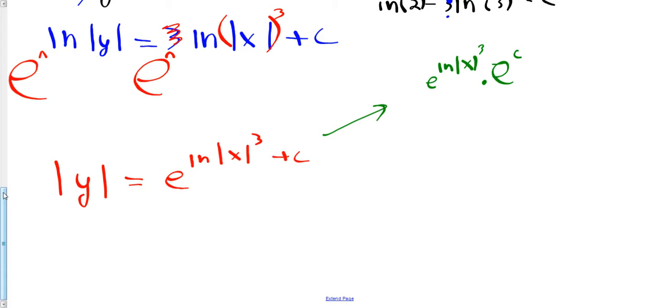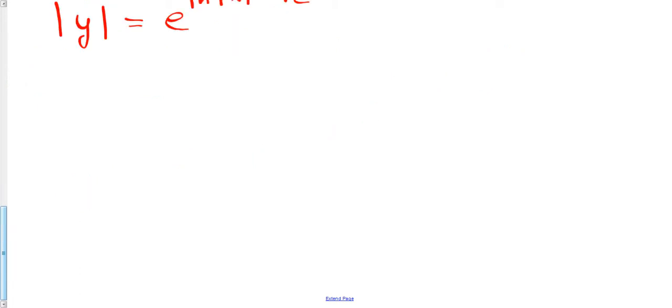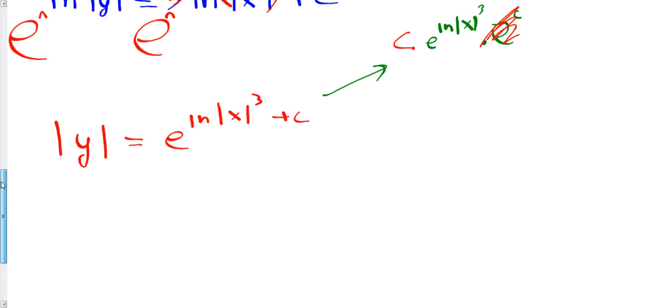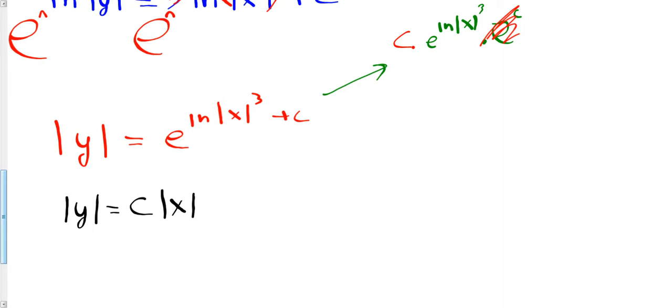So because e to the c is just a constant, we're not going to write e to the c, we're going to write c. It's multiplied by e to the c, and e to the c is just some constant, so we're just going to write c instead. So we're not going to overcomplicate our lives. All right, well, now we're going to have to figure out what's going on here. So we have the absolute value of y equals c, and then the e cancels the ln, and you have the absolute value of x cubed.